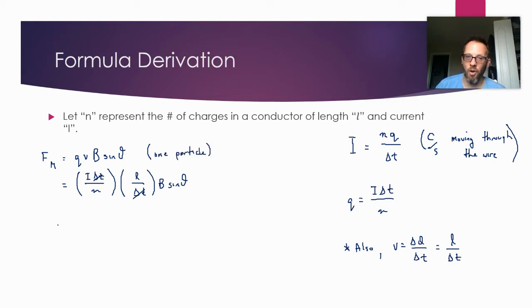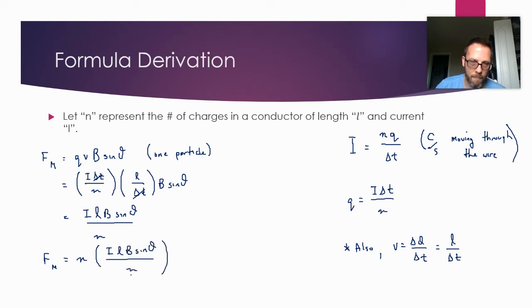The force on the whole wire, so I'll simplify that. We get I times L times B sine theta over N. For the whole wire, if you multiply that by N, the number of charges in there, this is the whole wire.